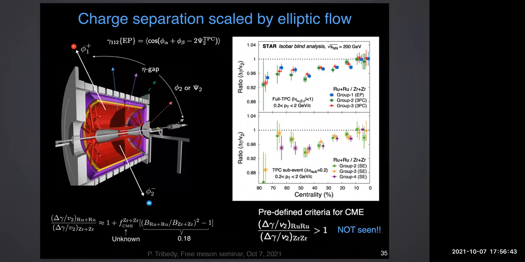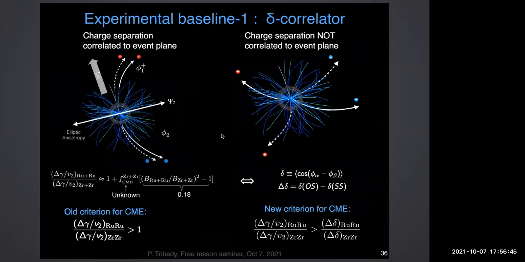This is not the end of the story. There's a lot more. Let's do something else now. Let's use an experimental baseline. So this is what we are going to do. Let me tell you what this is. So this is our conventional measurement. We are measuring charge separation across the event plane. Why are we measuring this? Because we want to measure charge separation correlated to the magnetic field, right? And that's how you get this condition, right?